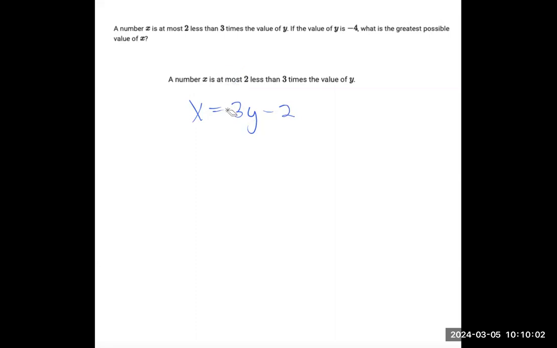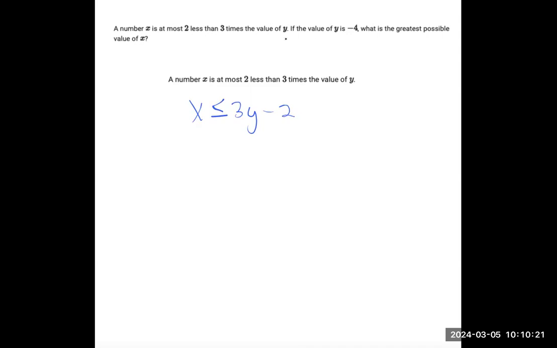If x is at most that, well, it means that x could be less than that, or x could be equal to that, but it can't be more. So thinking about that, it could be less or it could be equal. We're just going to replace this with x is less than or equal. And now we have our correct inequality.